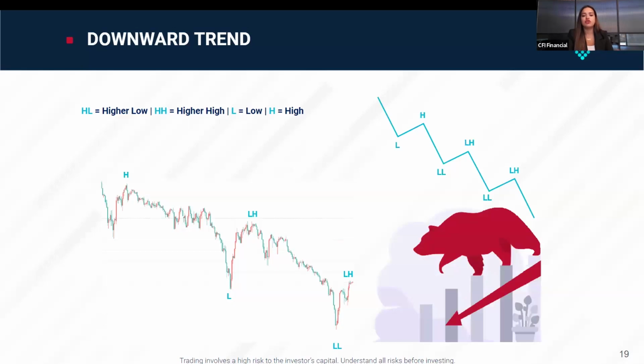The downward trend is completely the opposite. It consists of lower lows and lower highs. So don't buy, or it's not recommended to buy, in a downward trend. Whenever the price rises in a downward trend, it is recommended to start to sell. Don't buy in a downward trend. The horizontal trend is equal highs and equal lows.